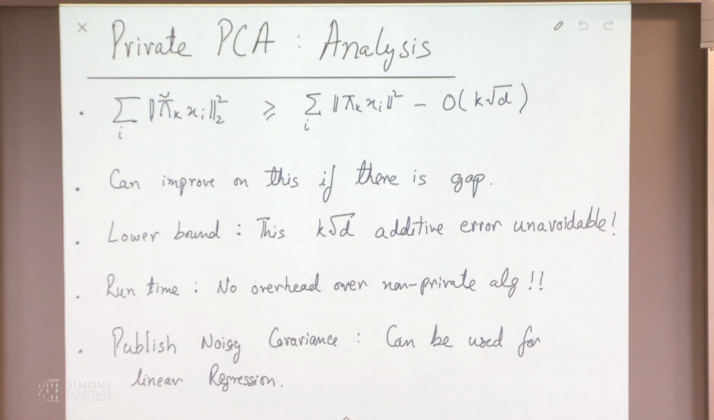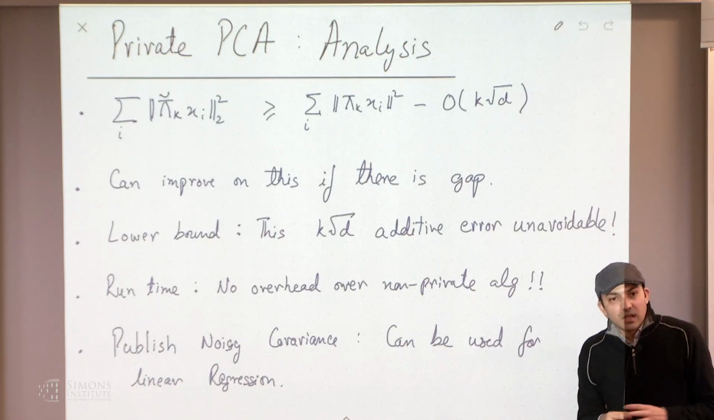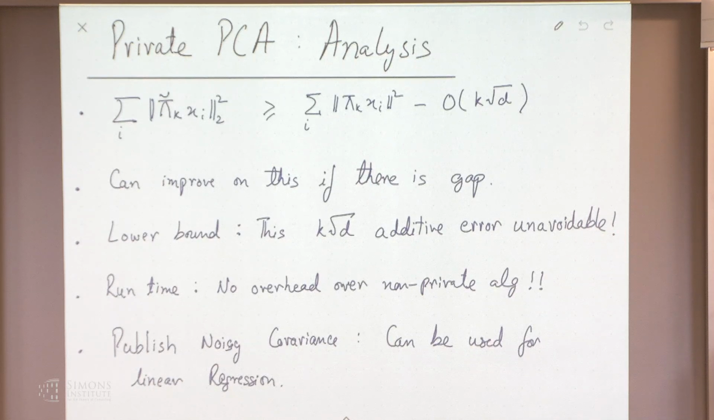Good. So this was the bound you get if you don't assume anything about the data set. If you assume, as one often does in statistics, that there's a gap between the k largest eigenvalues and the rest, you can actually strengthen this result using results in matrix perturbation theory and get even better bounds.